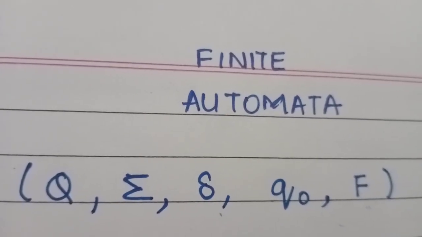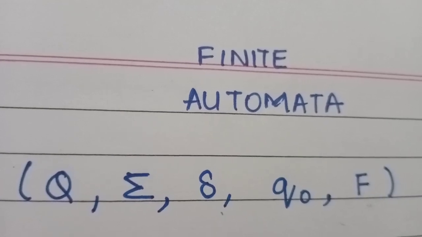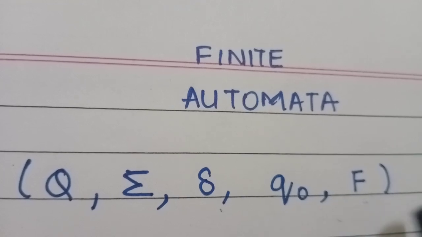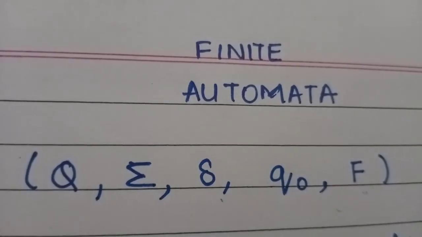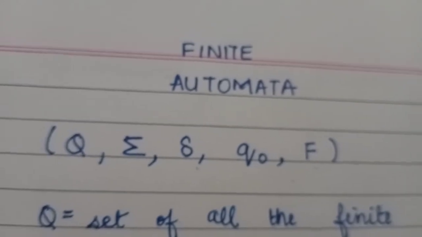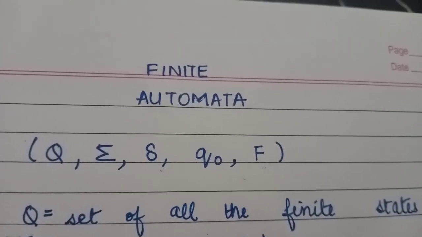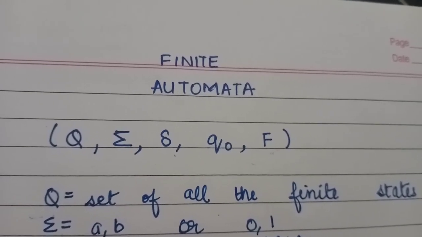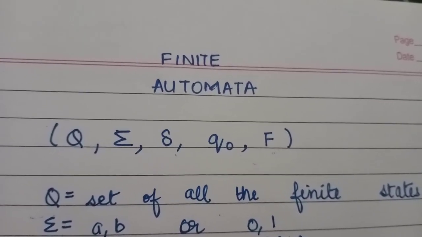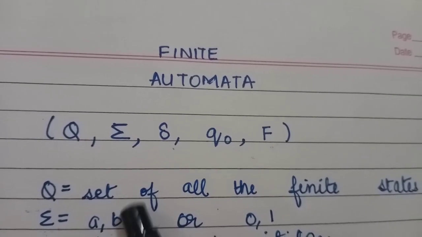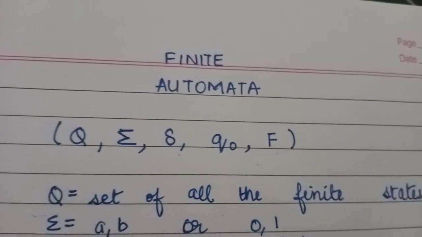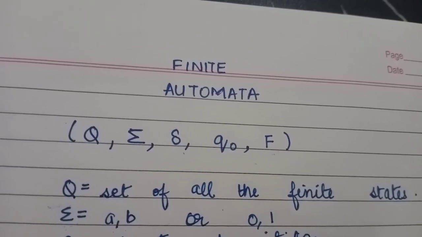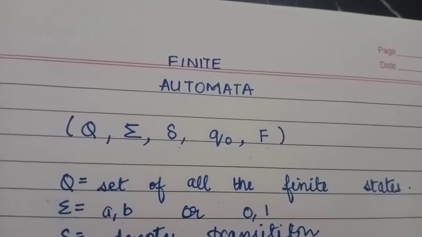A finite automata consists of these five tuples: capital Q, sigma, delta, Q naught, and capital F. Now let us understand each of these tuples one by one. So capital Q is the set of all the finite states that exist. Sigma is the set of the input symbols that we use in these states. So we could either take alphabets, letters A, B, or something, or 0 or 1. Anything that we're choosing for our input symbols is contained in sigma.